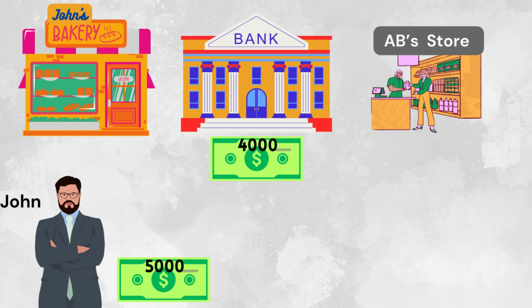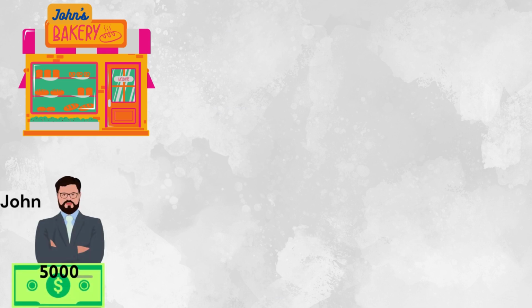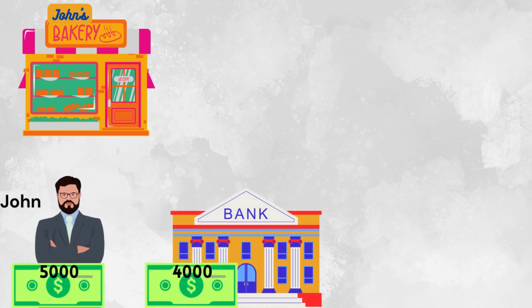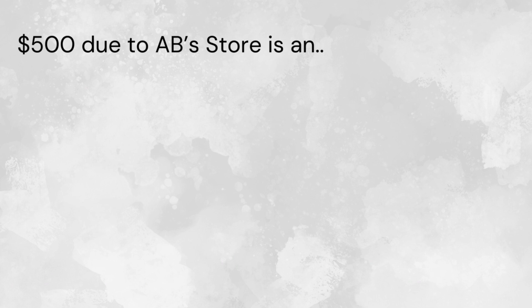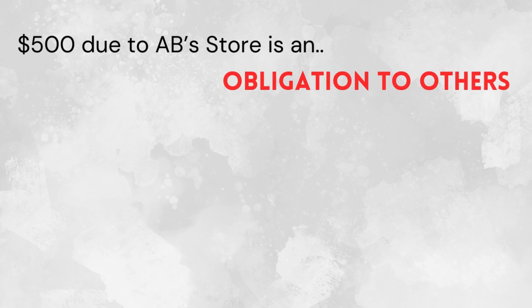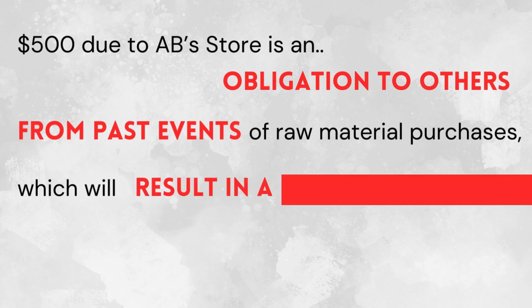Assume at the end of the first month of operation, the amount due to AB Store was $500. Thus, in the books of John's bakery, at the end of that month, there would be three liabilities. $5,000 capital invested by John, $4,000 due to bank, and $500 due to the creditor, that is AB Store. Thus, $500 due to AB Store is an obligation to others from past events of raw material purchases, which will result in a resource outflow in the future.